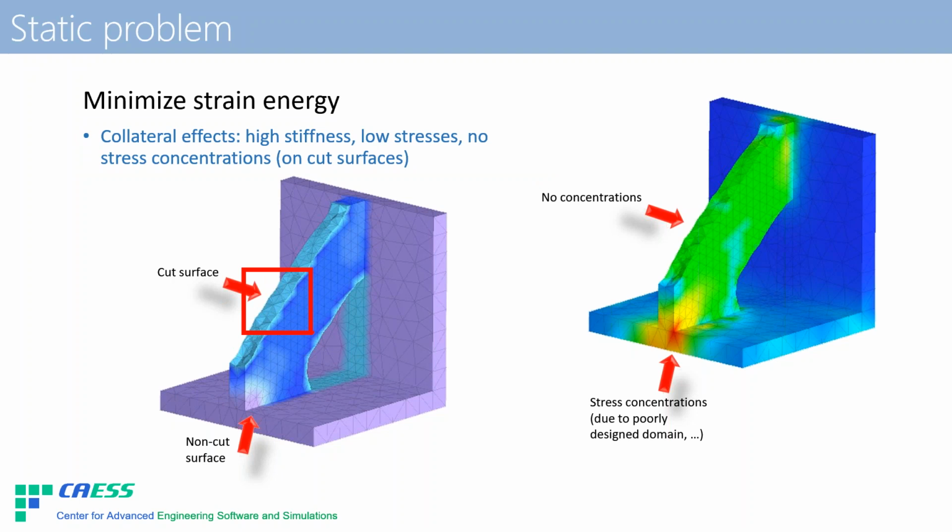do something. We call these surfaces where material is actually cut the cut surfaces. So cut surfaces will surely, if the optimizer is a good optimizer, be with nice evenly distributed stresses and without stress concentrations.